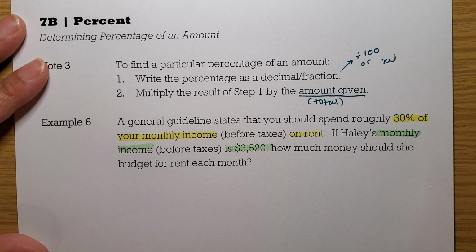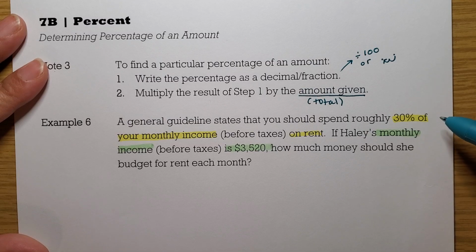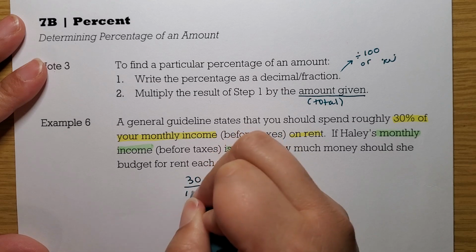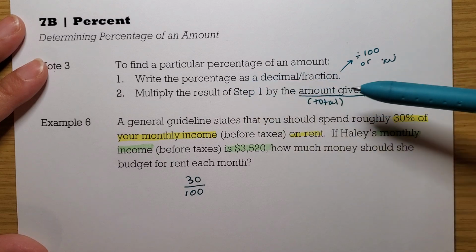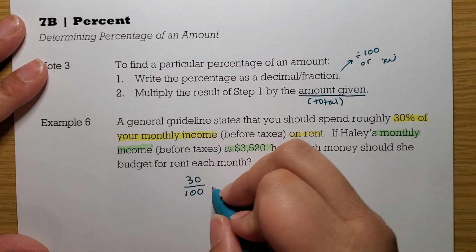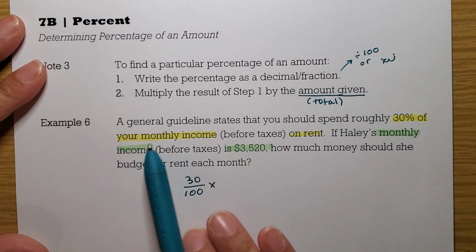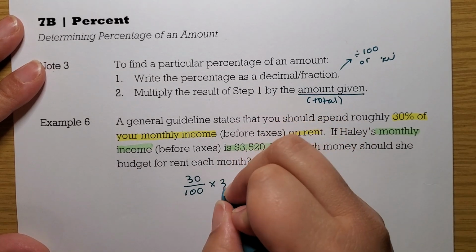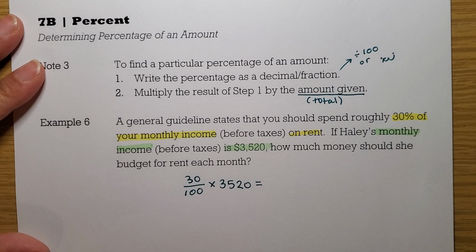Okay. So our first step is to write the percentage as a decimal or a fraction. So we have 30%. I'm going to write that as a fraction, so I'm just going to put the 30 over 100. Then we're going to multiply that by the amount given. So it's a percentage of her monthly income, and her monthly income is $3,520. So that's what we will be multiplying.